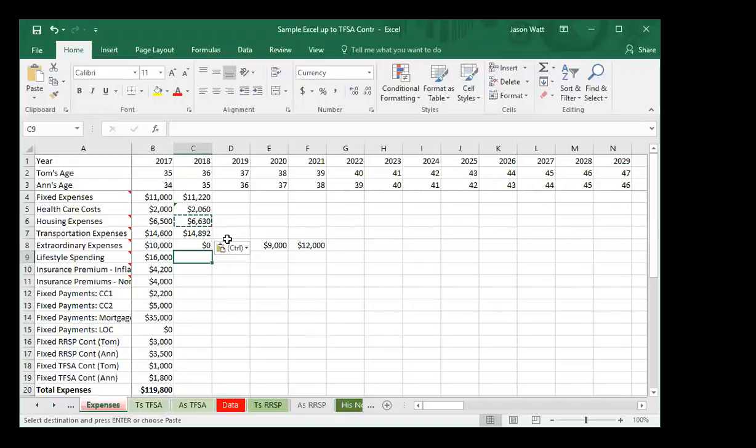My lifestyle spending is also going to be inflationary. That might include my education costs. And then again, I would break that out. I think we get the idea. This is going to be inflationary. This amount is not inflationary. It's just based on previous year's costs.